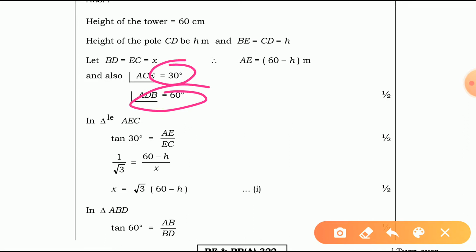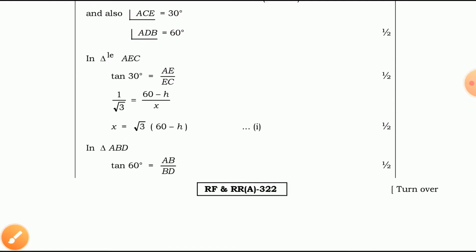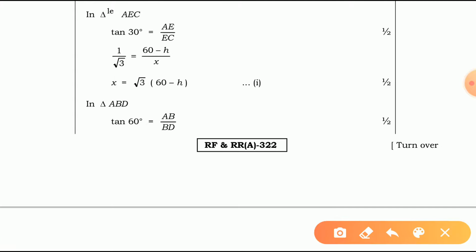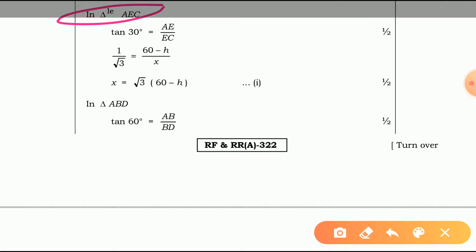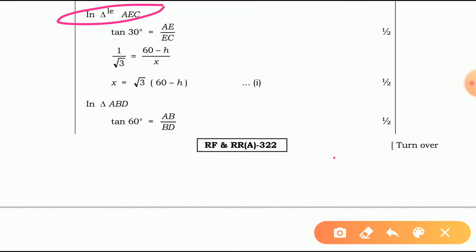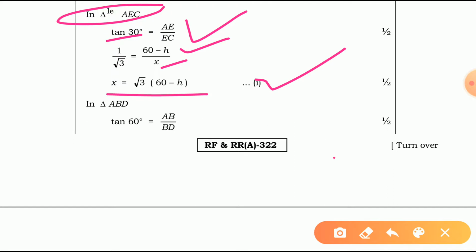Here we consider triangle AEC. Tan 30 degree is equal to opposite side divided by adjacent side. AE is equal to 60 minus h and EC is equal to x. Tan 30 degree is equal to 1 by root 3, this is a standard angle. Therefore x is equal to root 3 times 60 minus h. This is called equation number 1.